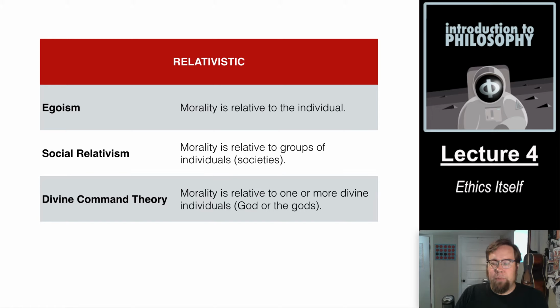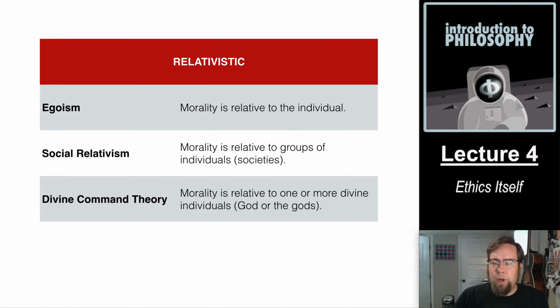And as long as those people agree, then it's true for them. And if there's another group that has a different view, well, their view is correct also. So we've got 2 different kinds of relativism: egoism, which makes morality relative to the individual, and social relativism that makes morality relative to the social.